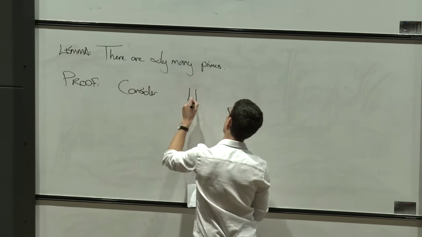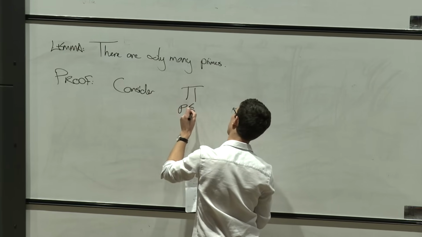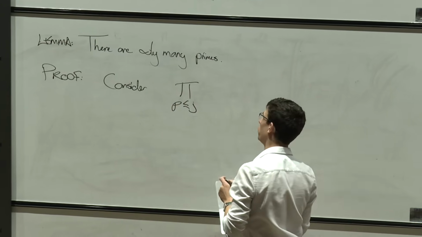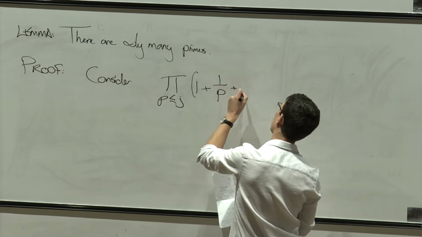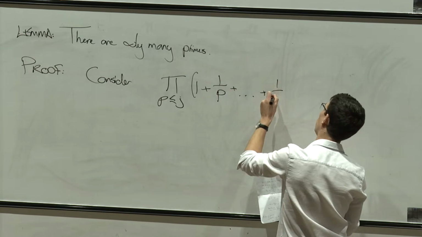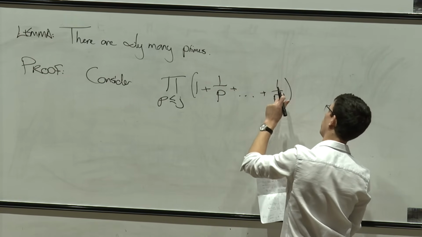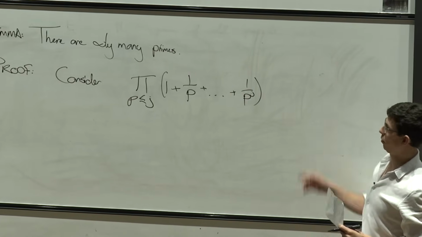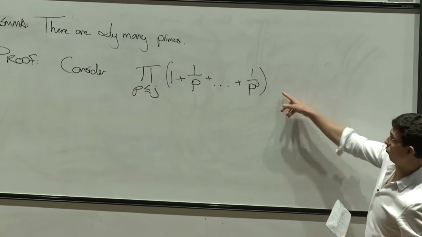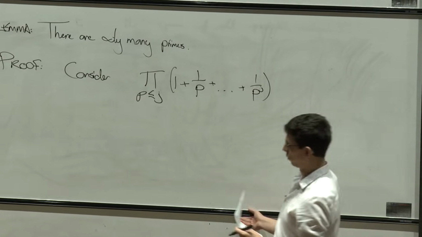So consider the product over all primes p less than or equal to some number j of 1 plus 1 over p plus up to 1 over p to the power j. So j I'm thinking of as some given fixed integer, and this is just some rational number that depends on j.